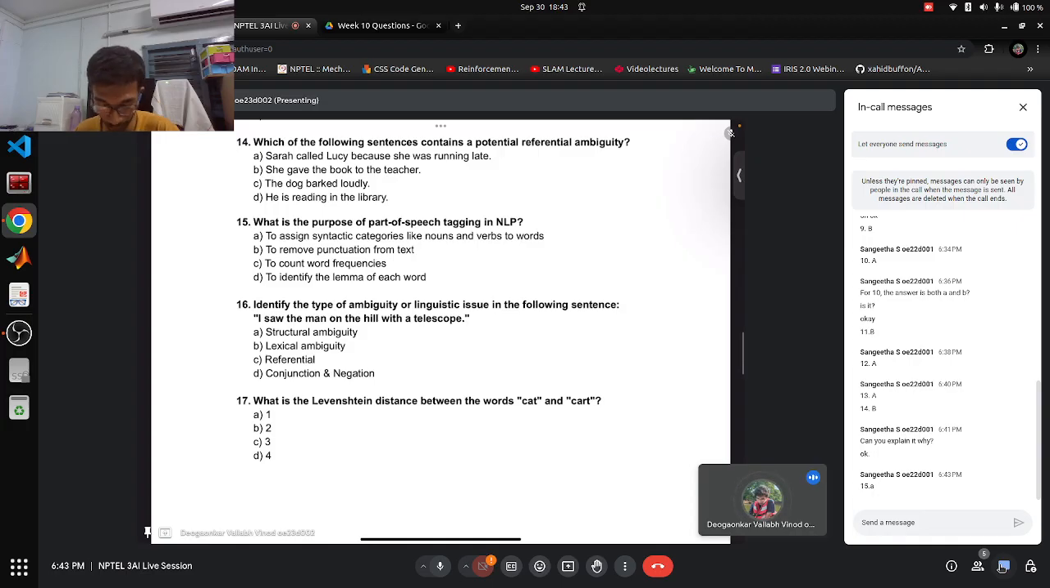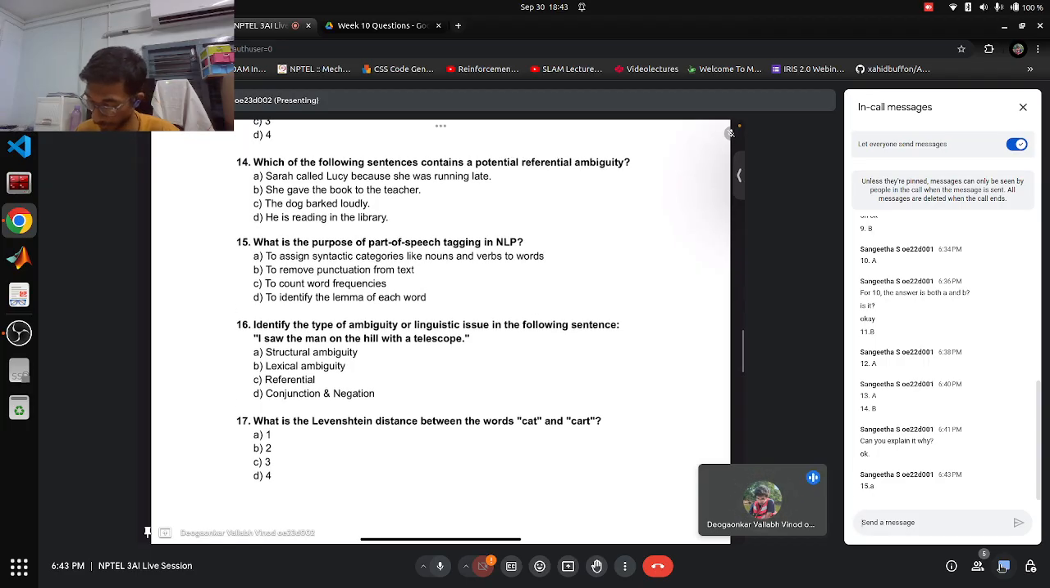Yes, so the answer to the 15th question is A. The purpose of part-of-speech tagging is to essentially classify a certain word and assign its syntactic category, whether it is a noun or a verb, etc. So the parts of speech.